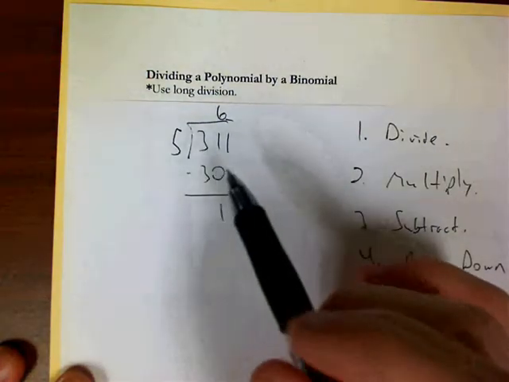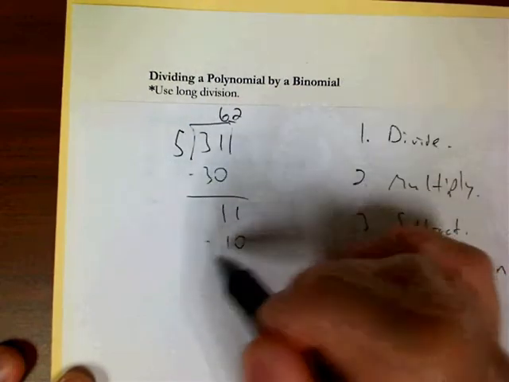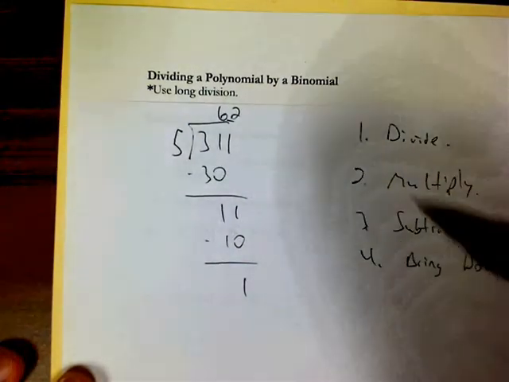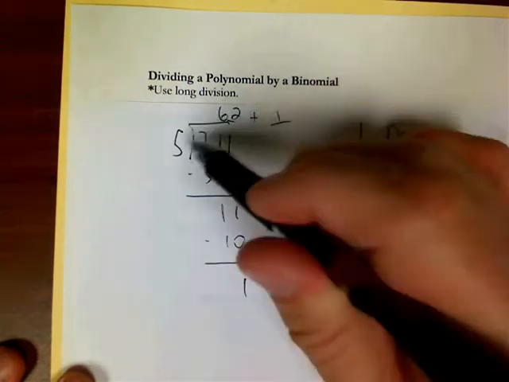Let's finish this problem. 5 goes in 11 twice. 2 times 5 is 10. Subtract. You get a remainder of 1. Now that remainder, we don't write R1. We do plus 1 over the divisor.